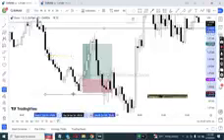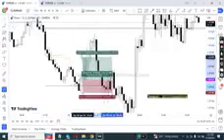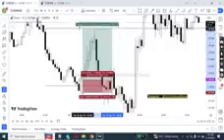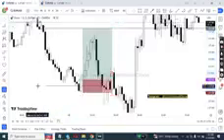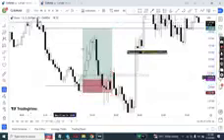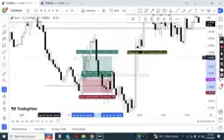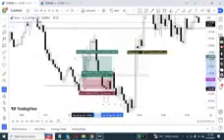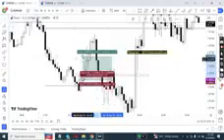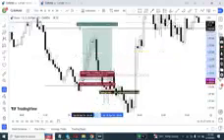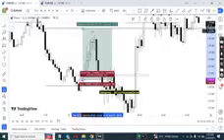Our first target is going to be the 50% of this range, which is right here, and our second target is going to be the CRT high right here, right? So what happened here is that I took some partials at this 50% of the range, and then I put my stop loss at break even and let my trade play out. Price was just about to take this high before it reversed from here and got me out of the breakdown.